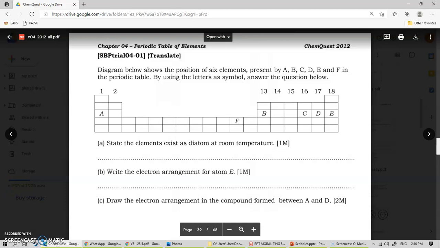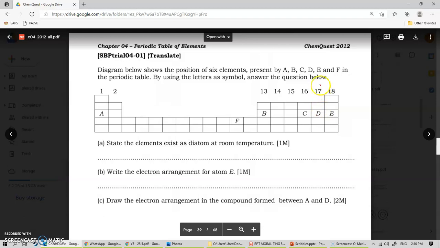Hello everybody, in this video we're going to look at another structured question for the periodic table of elements. Now once again, please use the letters given to answer the questions. Do not use the actual symbols of the elements. First question, state the elements that exist as diatoms at room temperature.